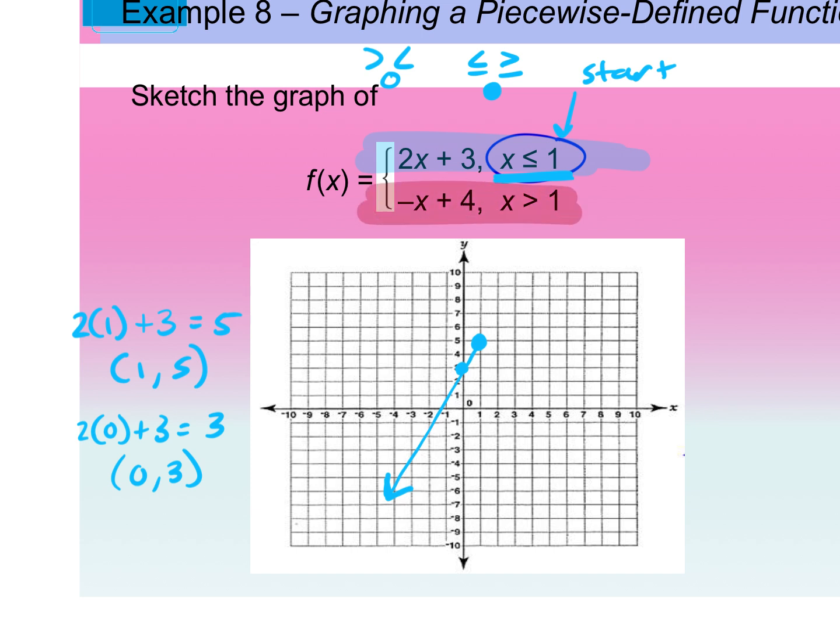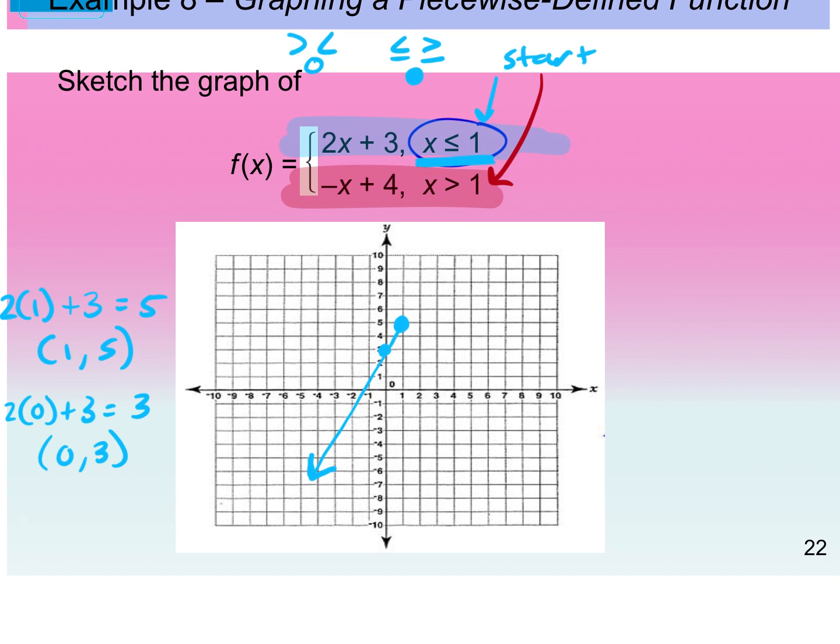All right, let's graph the second one now. Again, I'm going to start by plugging in the number that's given. When I plug in 1, I have -1 plus 4, which would be 3. So my point here is going to be (1, 3). Do I have an open or closed circle here? An open circle. So I'm going to go to the right one and up 3 and put an open circle.